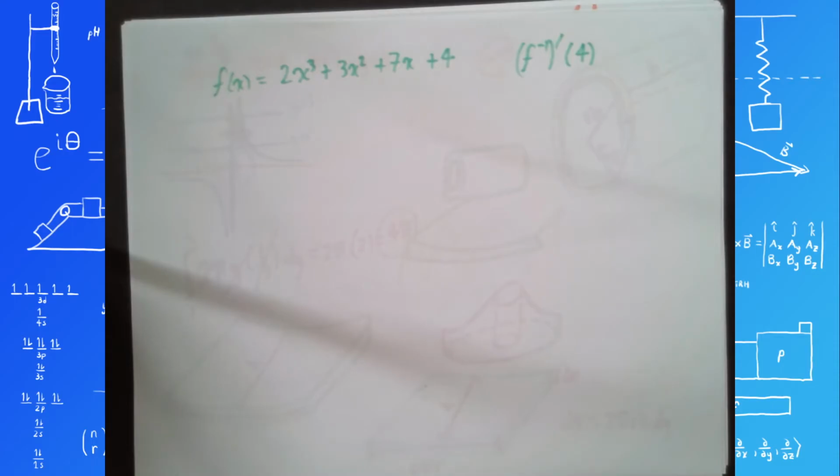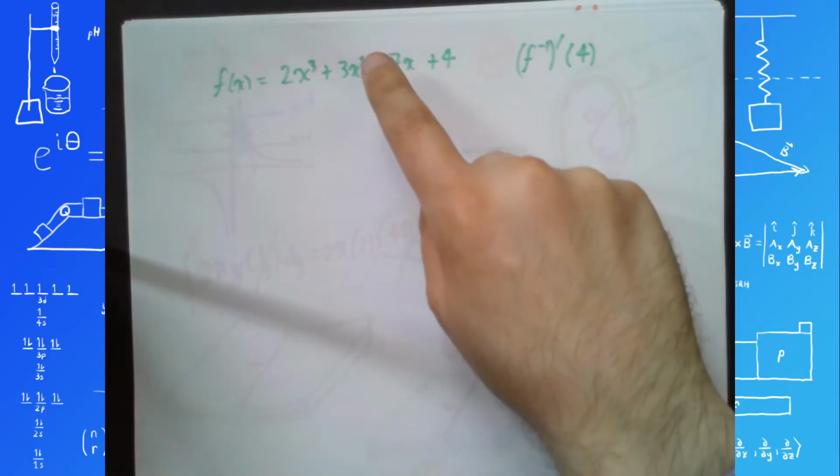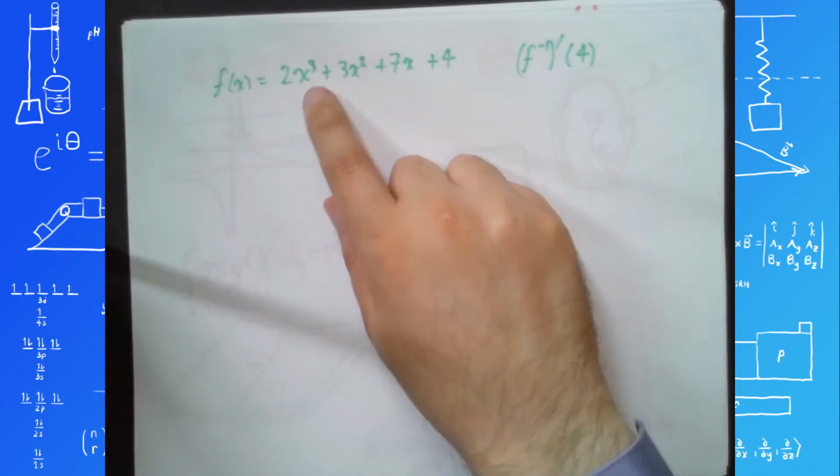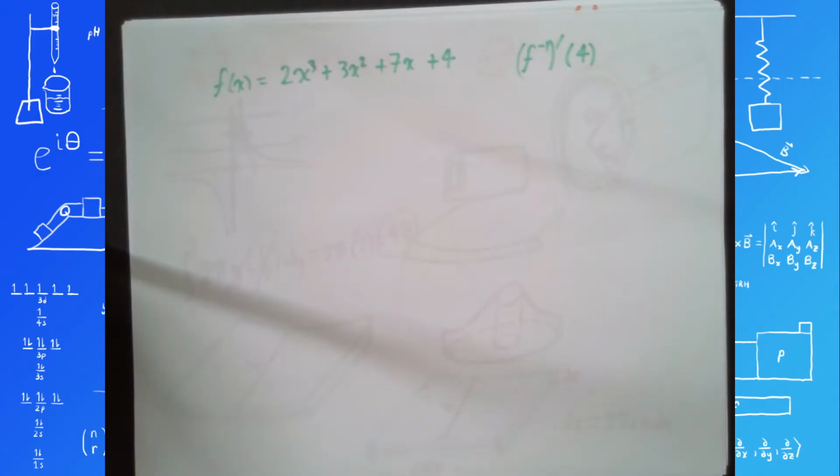So what a lot of students will try to do here is find the inverse function and then take its derivative. Good luck doing that with a third degree polynomial or higher. You might be able to pull it off with a second degree polynomial, but not with an x cubed. Unless you have some really ridiculously simple case, that's not going to happen. So how are you supposed to find the derivative of the inverse then?